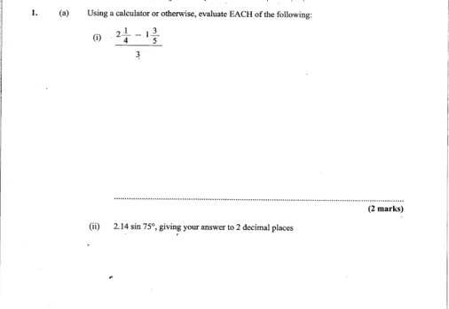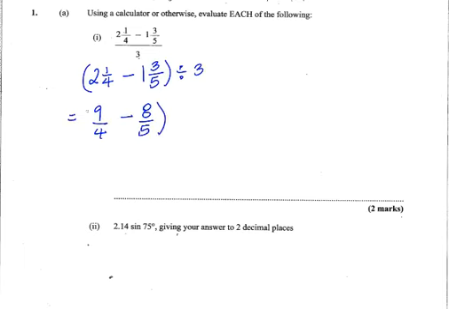So it's 2 1/4 minus 1 3/5, divided by 3. Next, let's convert all mixed numbers to improper fractions. 4 twos are 8 and 1 is 9, so this is 9/4 minus 5 fives are 25 and 3 is 28, so 8/5. This is the numerator, divided by 3/1, which is the denominator.